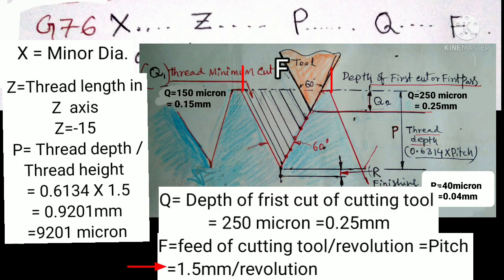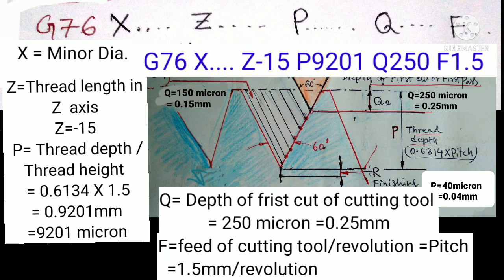The last point is F, which is the feed of the cutting tool per revolution. That means the distance traveled by the cutting tool for one revolution, which is the pitch. And as we know that for metric thread, pitch is millimeter per revolution, so here we write F 1.5, that means 1.5 millimeter per revolution.